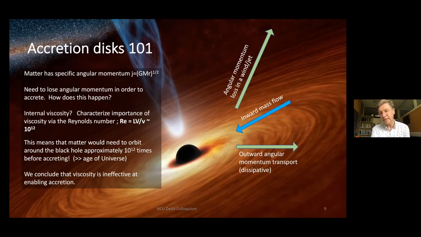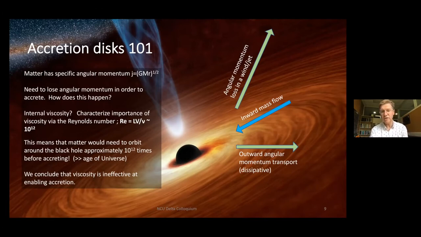One possibility, the upper arrow on this, is that there's a wind or a jet that can carry the angular momentum away from the disk. For example, that wind might be magnetically connected to the disk and can help slow the material down so it can fall in. That may well happen in some systems. In fact, in accreting young stars, in protostellar disks, there's some good observational evidence that this kind of thing might be happening.